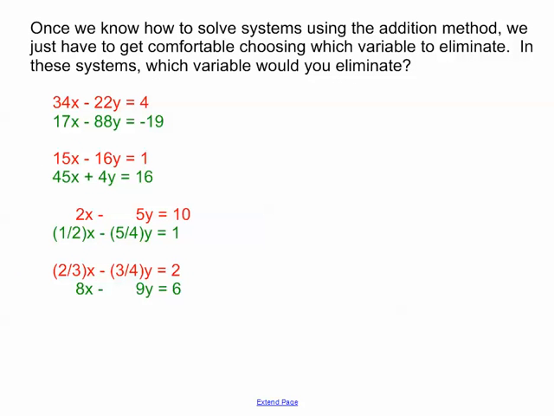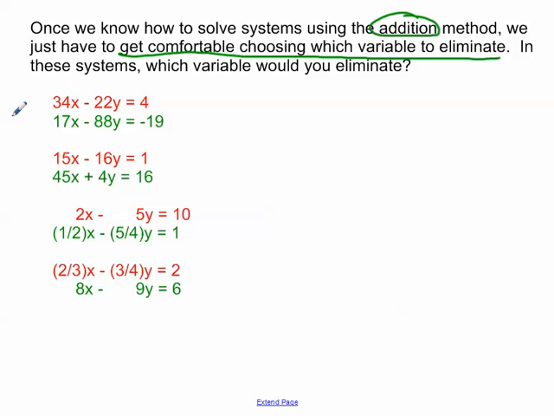But the example that I wanted to do was one of these, because really we've done a couple of examples already using the addition method, and now we just really have to get comfortable choosing which variable to eliminate if we're going to use the addition method. So let's take a look at each of these systems, red and green, red and green, red and green. They're all color-coded for Christmas.